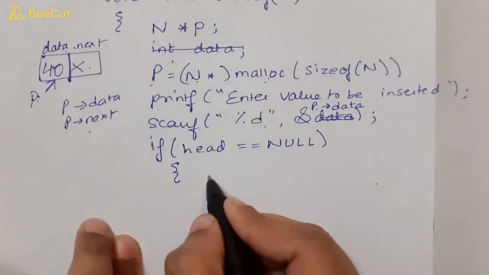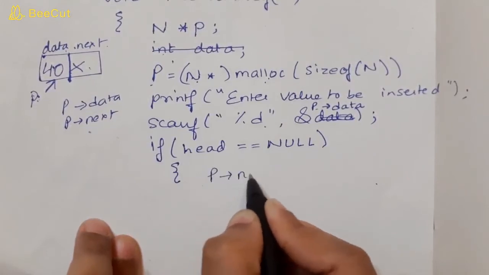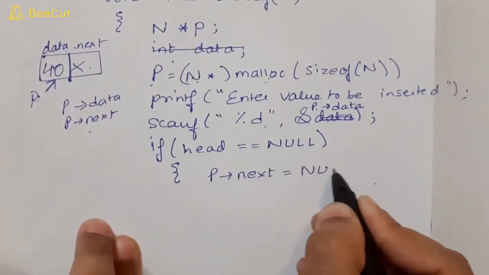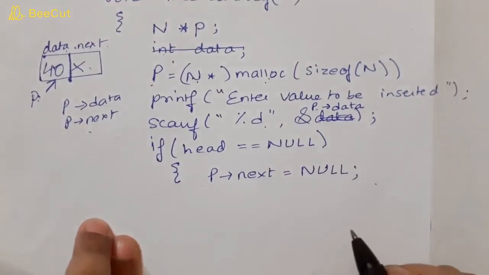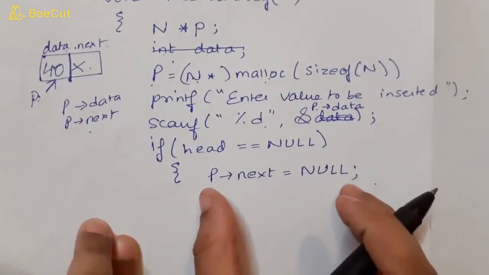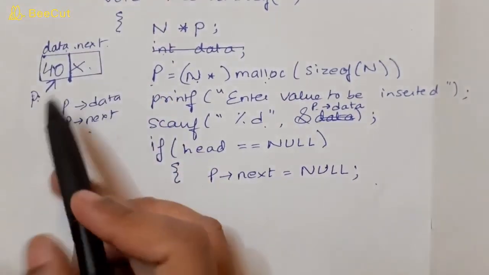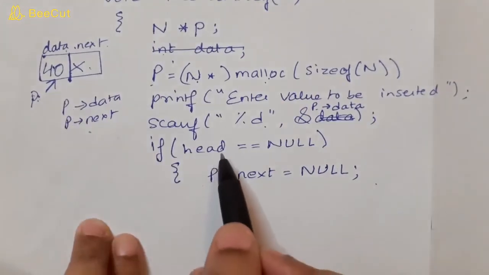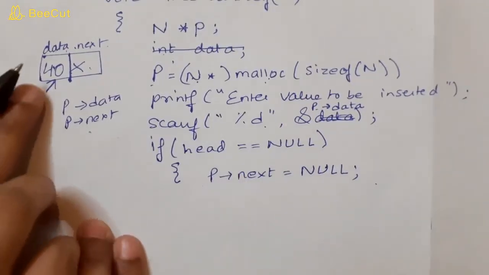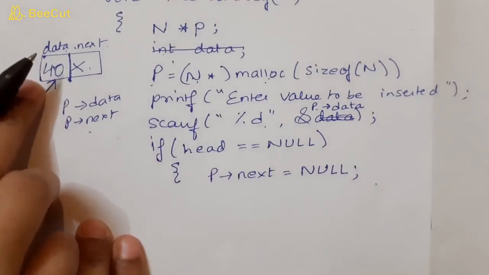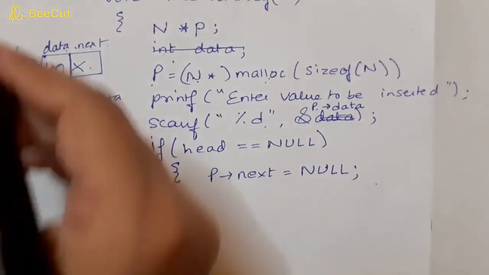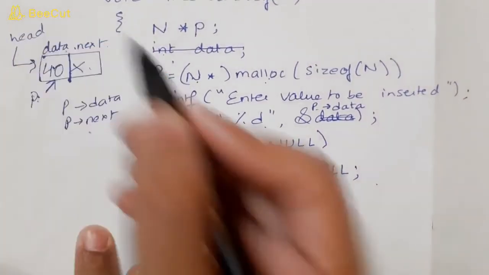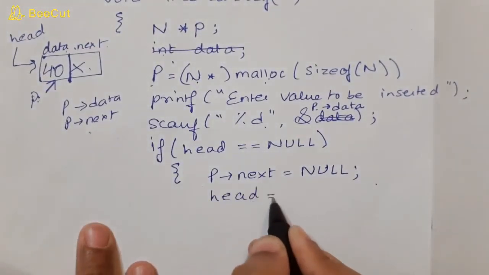So what I'm going to write in p next, I'll give null. Now this node is created, this node is full, but the only thing is that we need to modify the value of head. Initially head was null, which was signifying that your linked list was empty, but now we have inserted one node and your linked list is not empty. That means head should now point to this particular node. So how can we do so? We'll simply write head equals to p.